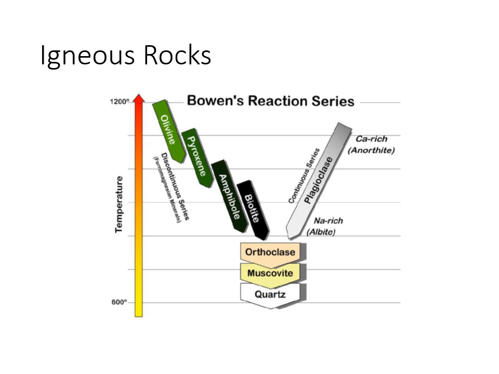So if you have an igneous rock that's mostly orthoclase feldspar, muscovite, and quartz, that's going to have formed between around 600 and 800 degrees. If you have an igneous rock that's mostly calcium-rich plagioclase, pyroxene, and olivine, it formed at a much, much higher temperature.